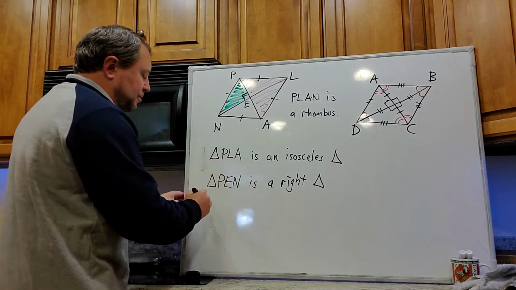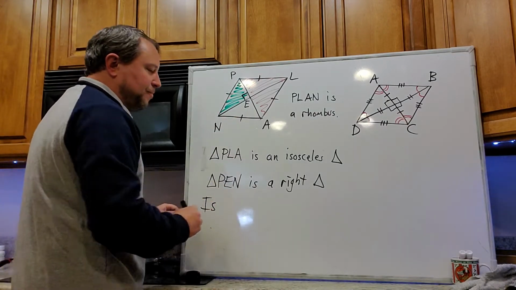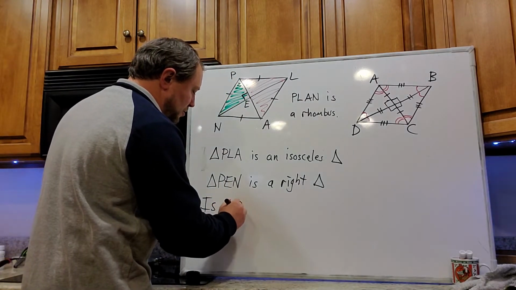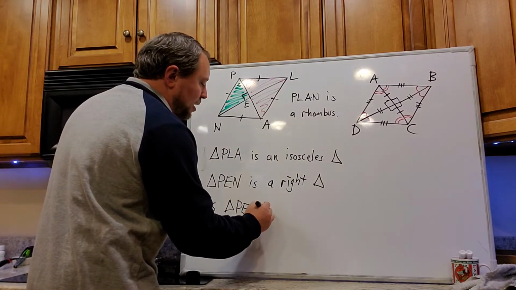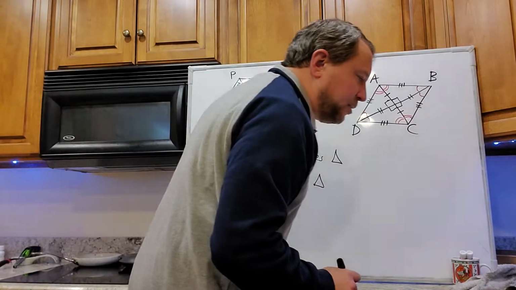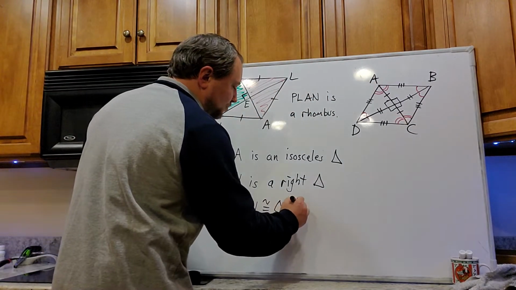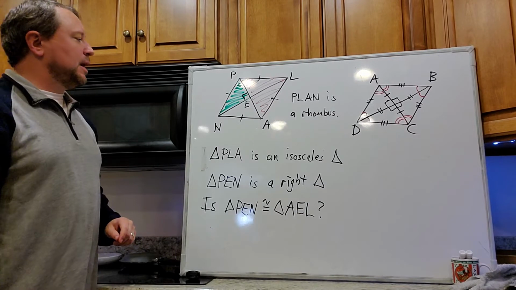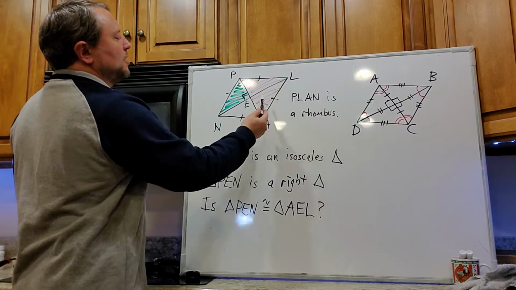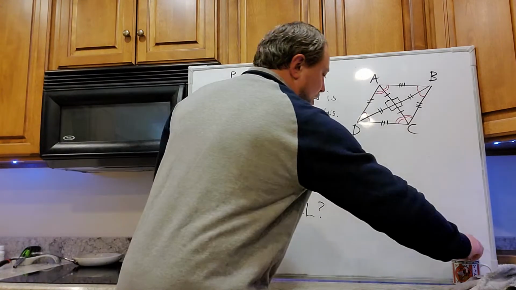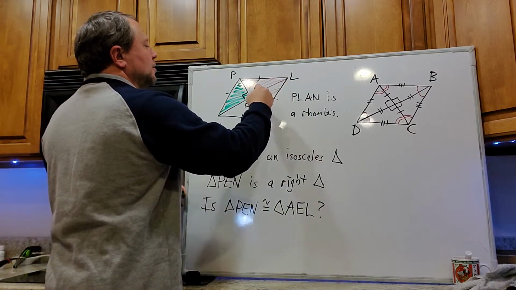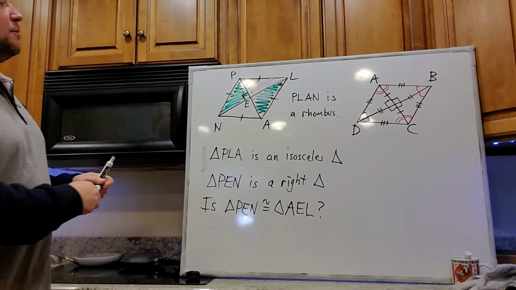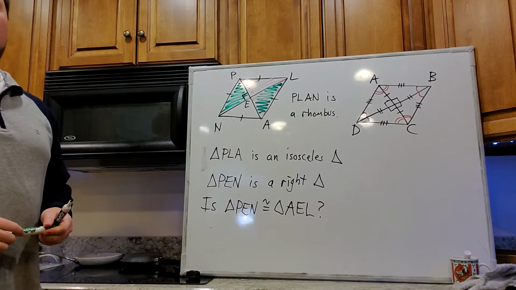My next question based on our picture is whether or not triangle PEN that we just got done looking at is congruent to triangle AEL. Is triangle PEN congruent to AEL? Now AEL, as you can see, is the other triangle created right there. So the two green ones is what I'm trying to focus on here.